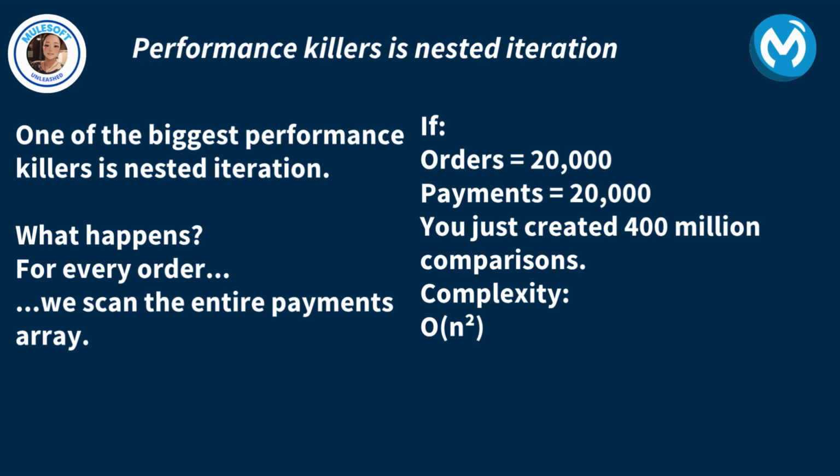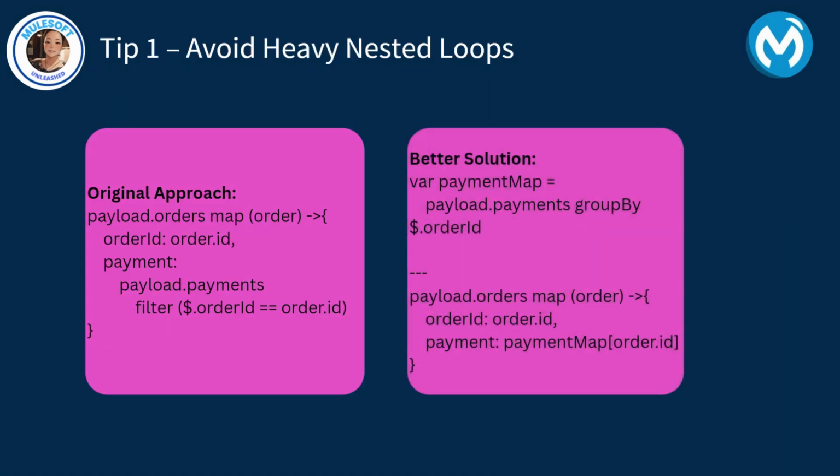Now let's look into a better solution. We're creating the lookup only once. Each order can directly access its payment without repeatedly filtering the collection. The result is significantly better performance, especially when processing thousands of records.